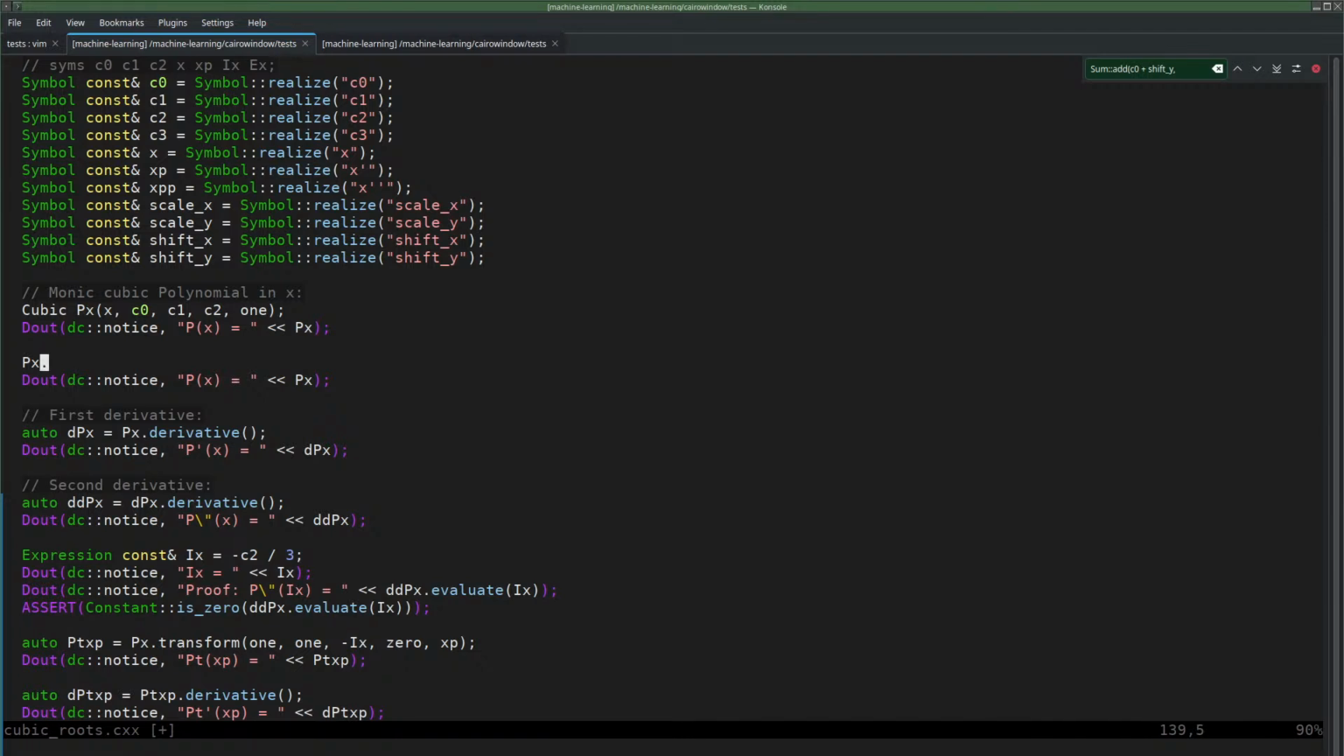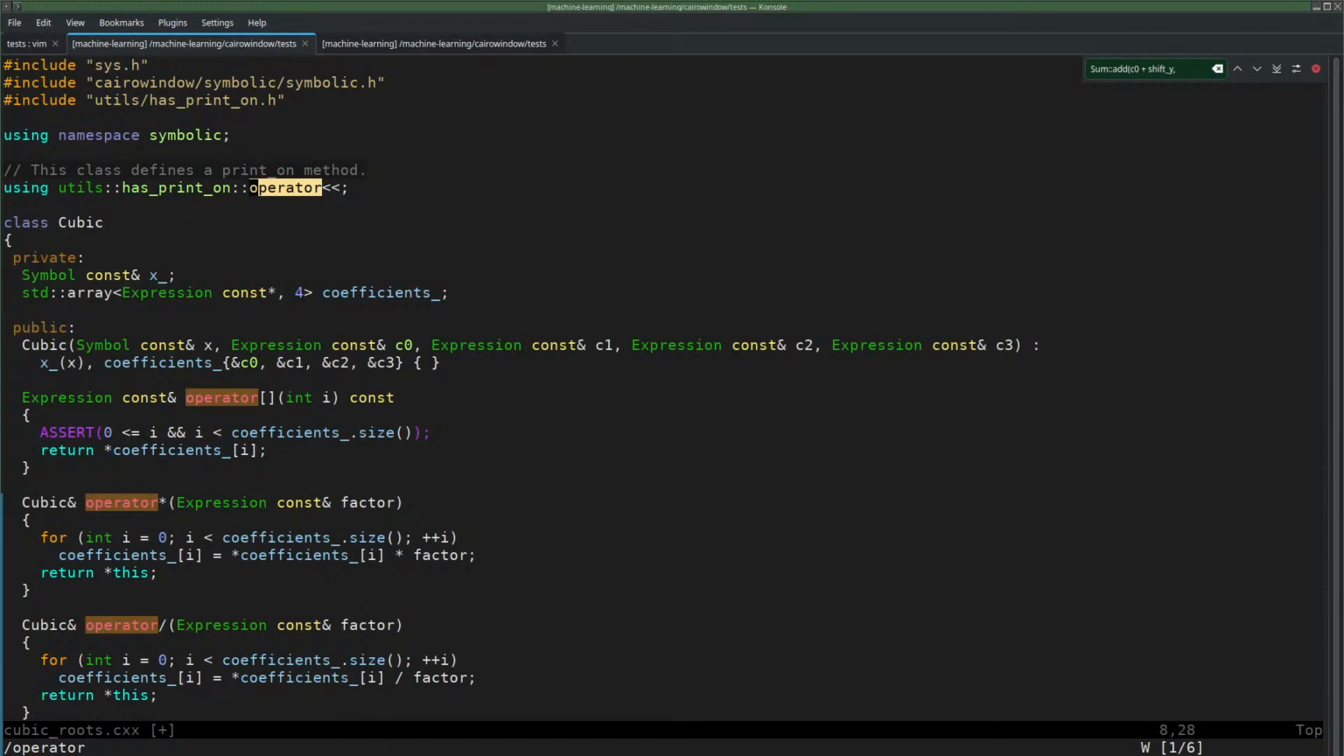This doesn't make any sense. I'm actually changing the thing here. So this is not operator star. This is equal operator. No, not sorry. Like that.